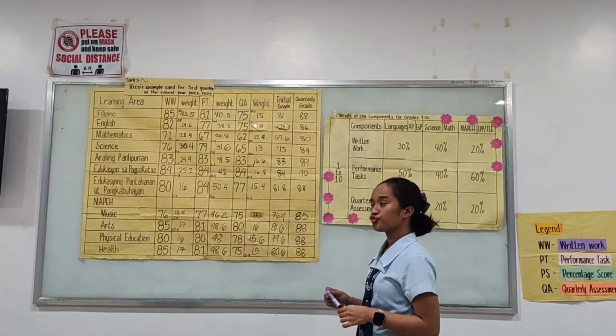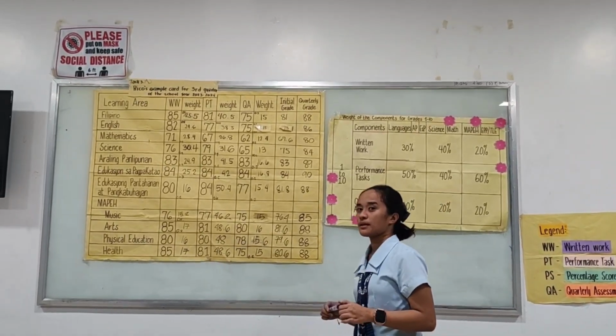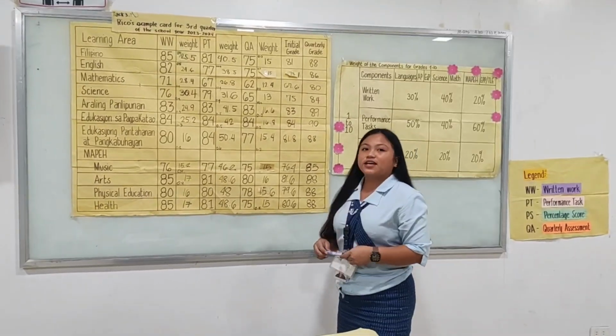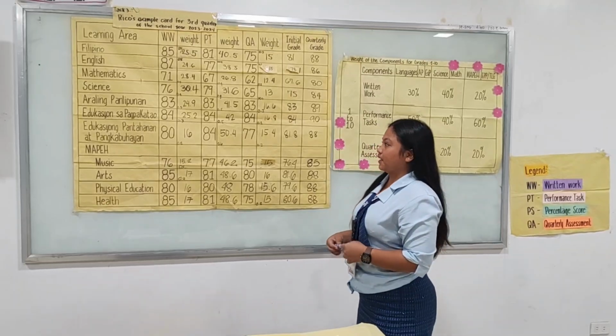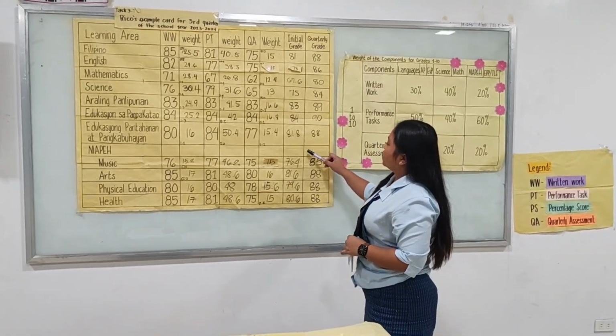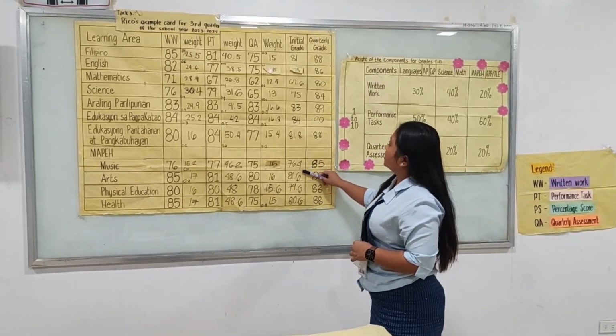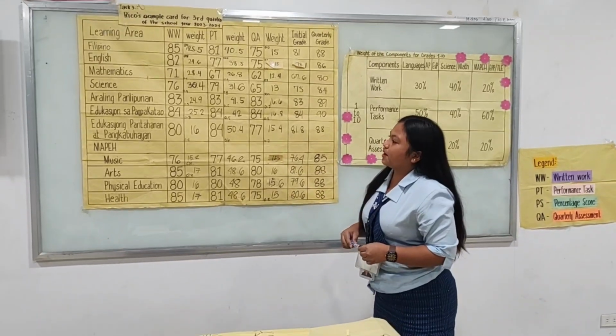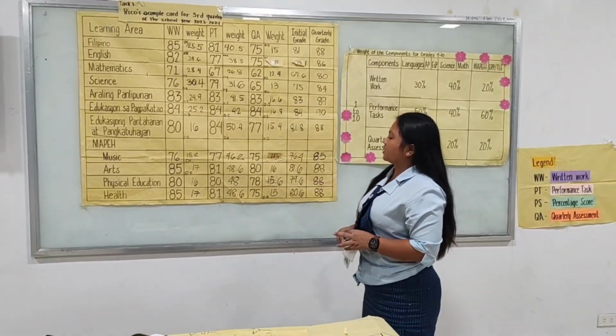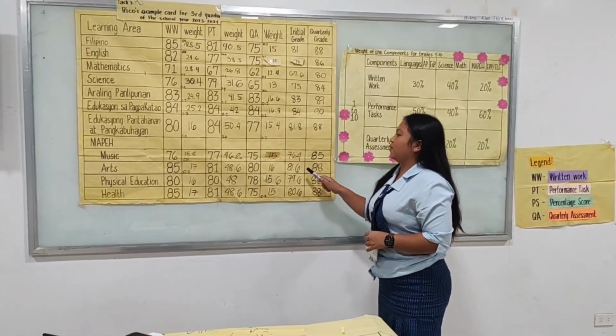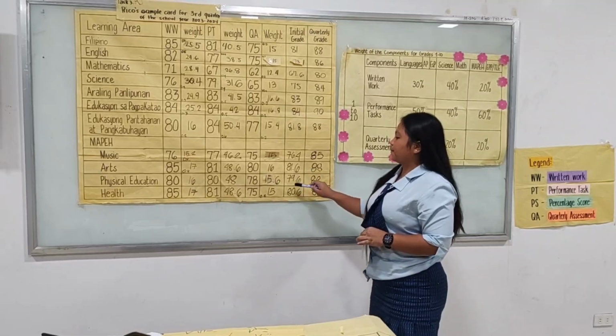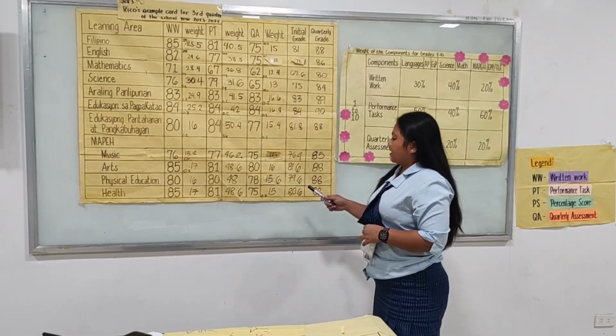What is Rico's composite grade in MAPEH? How did you find it? To get the composite grade in MAPEH, we need to add all the initial grades of the learning areas in MAPEH, which is 76.4 plus 81.6 plus 79.6 and 80.